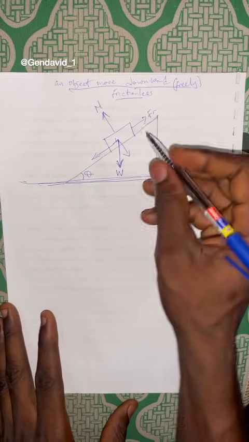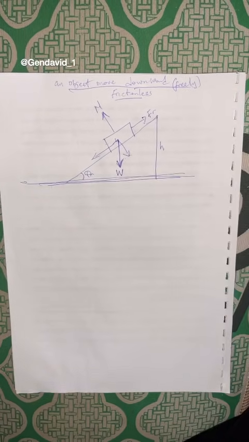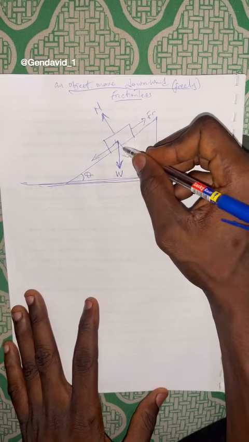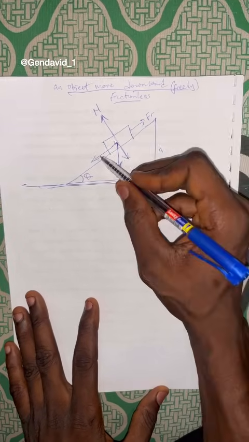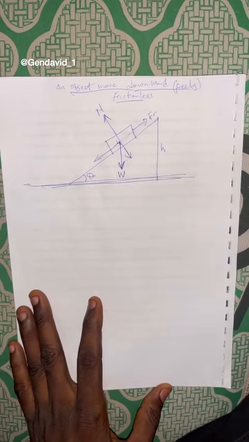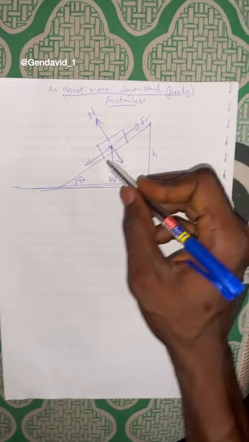So, if you resolve the weight into two components like this, you are going to observe that the reason why we are doing this is because it's going to align with this and it's going to align with this one. You can see, so we are going to resolve this weight that we have into these components.